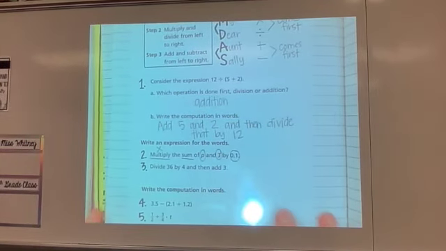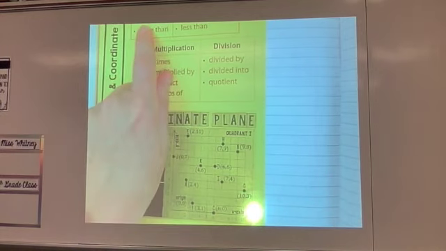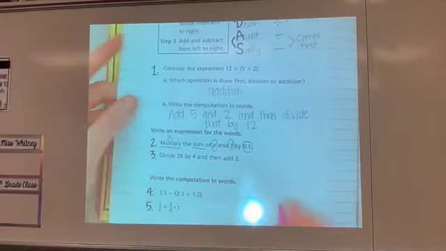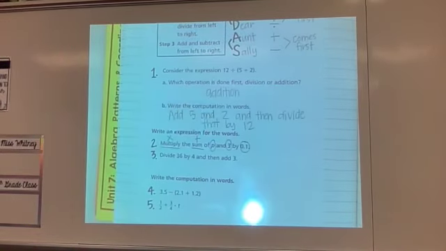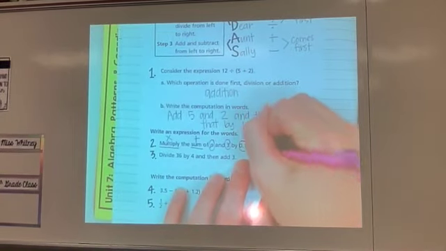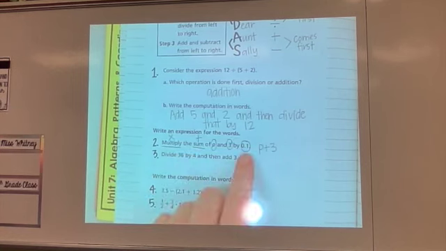Now we might forget what sum means, so remember I can flip back to my keywords here. Sum means I am doing addition. So I'm going to be adding. Now the trickiest part here is getting everything where it needs to go. It says multiply the sum of P and 3 by 0.1. The sum of P and 3. So I know I'm doing P plus 3. And then I'm going to multiply that by 0.1.